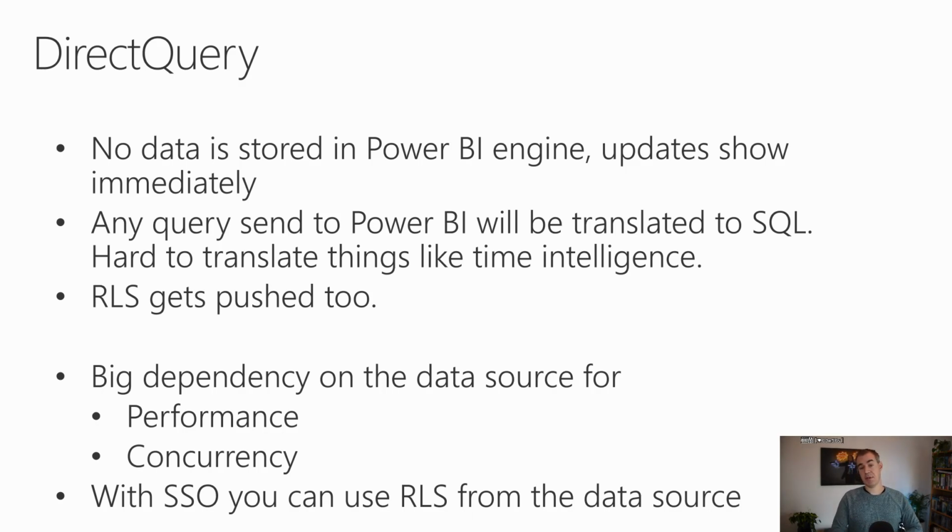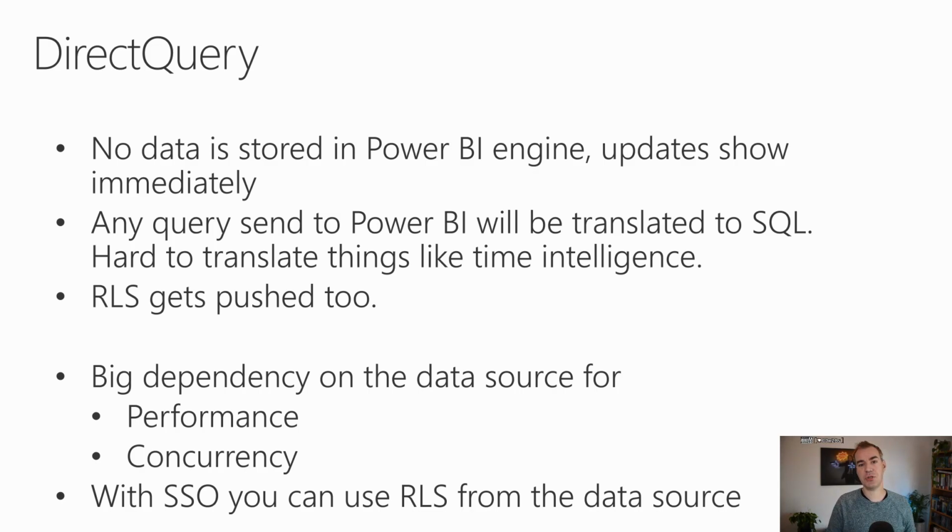DirectQuery, on the other hand, there's no data stored. So updates show immediately. Any query sent to Power BI will be translated to SQL. So you do something in Power BI, you create a visual, and that gets translated to a SQL query that gets sent to the data source. But some things are really hard to translate, like time intelligence. Can you imagine the query that needs to be sent when you start doing previous year to date?